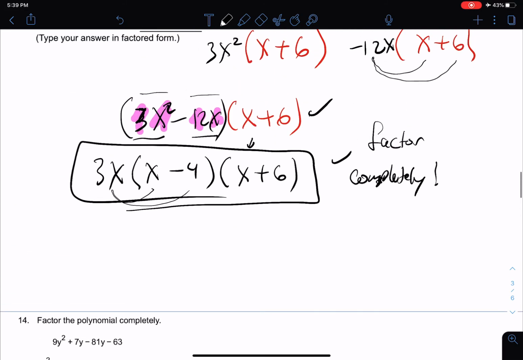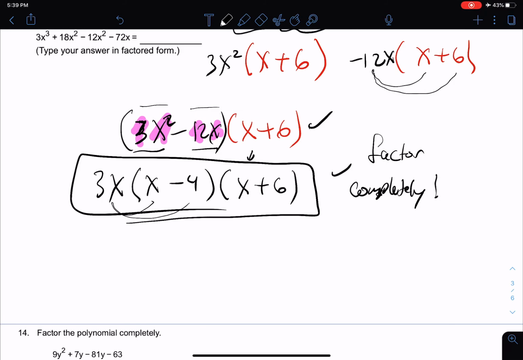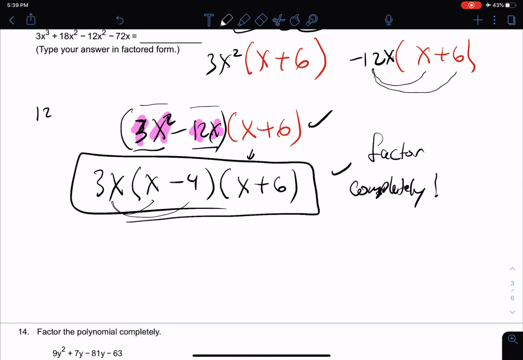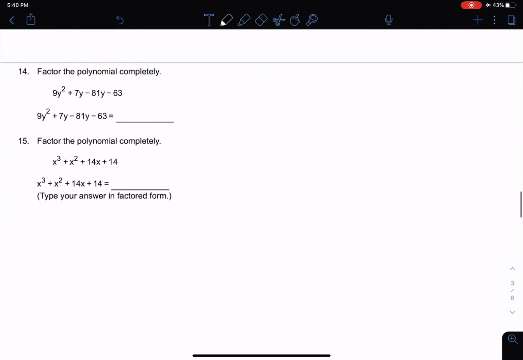This is like if someone said factor 12 completely, and you said, okay, 12 factors down to 3 times 4, and someone says, oh wait a minute, completely. 4 factors down to 2 times 2. So really what you're doing is prime factoring with this stuff. You factor till you can factor no more, which means you're factoring down to prime factors, except these are binomials instead of 3 times 2 times 2. But the idea is the same.